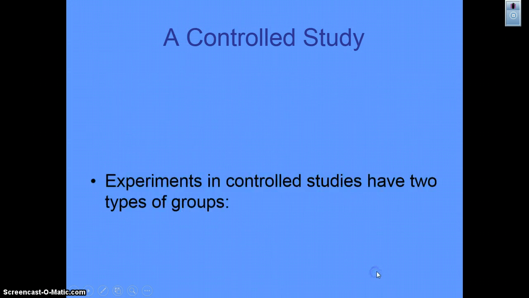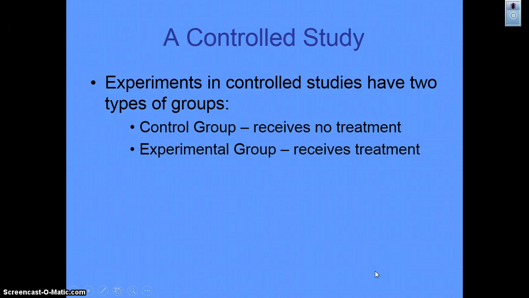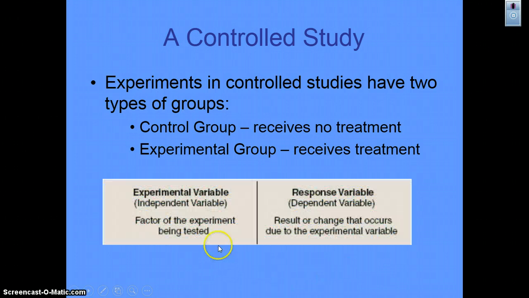So we're going to look at a controlled study. We have controlled studies with two types of groups. We have a control group and we have an experimental group. The control group is our normal group. The experimental group is what receives the treatment. And the experimental group will include the independent variable. An independent variable is what's changed or what's different between the experimental and the control group. And we're going to measure that by measuring the dependent variable.